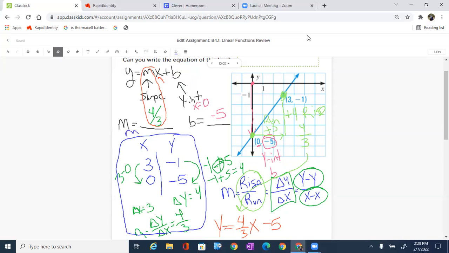All right, I hope that helps you write the equation of a line in slope-intercept form. That's all I got.